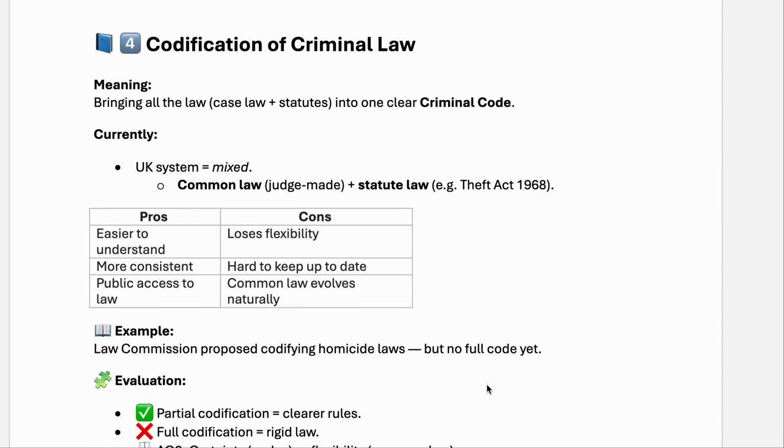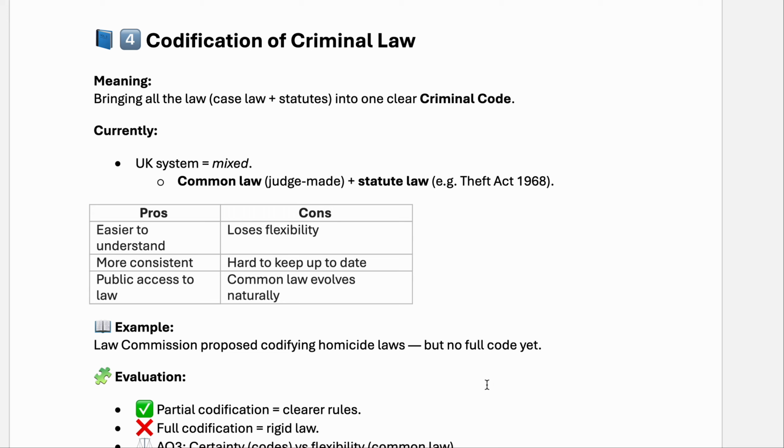Moving on to the codification of criminal law. Codification is a grand idea of gathering all the criminal laws, all the statutes and case law, and putting them into one nice, neat, organised code. So imagine having everything organised and sorted out into one big book of laws, effectively.